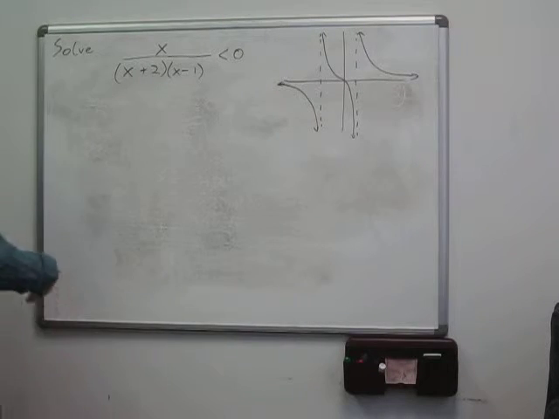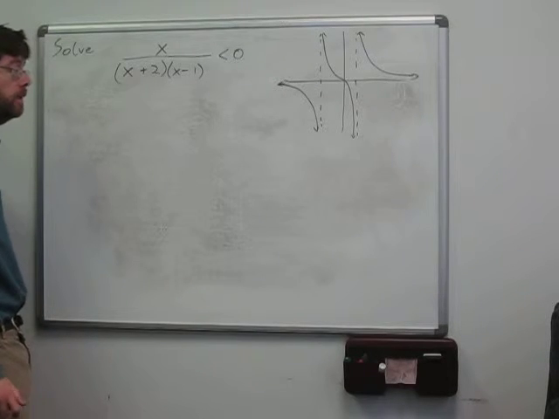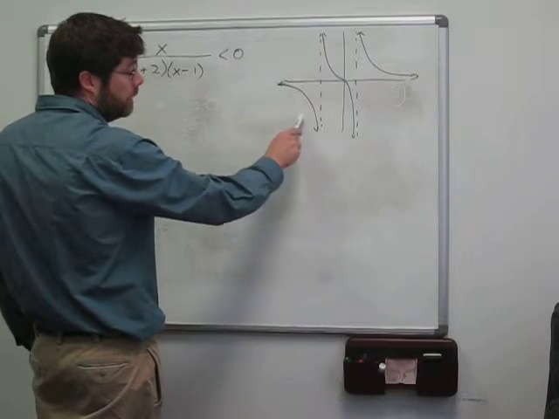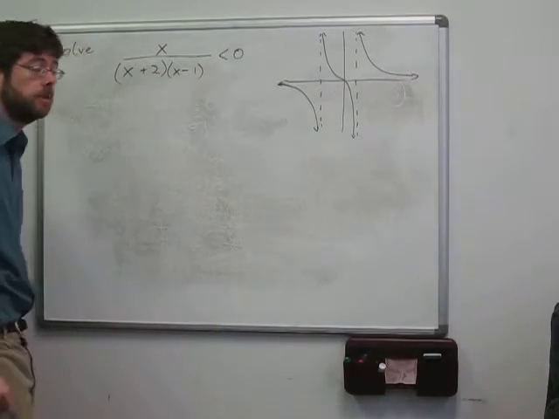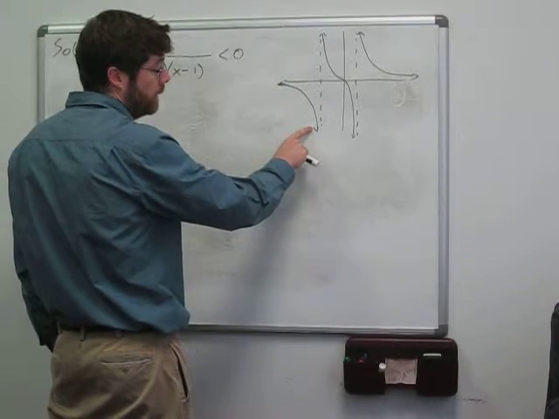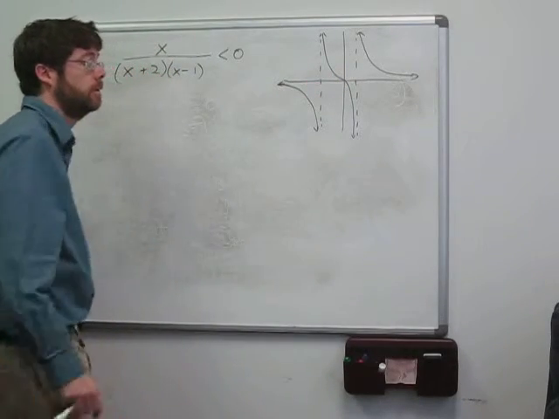Recall, if we have a polynomial compared to 0, then we find the zeros of the polynomial, put those on a number line, and then test subintervals. The reason that that worked for polynomials is that polynomials are continuous everywhere, and so they can only change sign at their zeros. A rational function is continuous everywhere except at x values that give it vertical asymptotes or holes, right? So a rational function can change sign from negative to positive or vice versa at its vertical asymptotes.